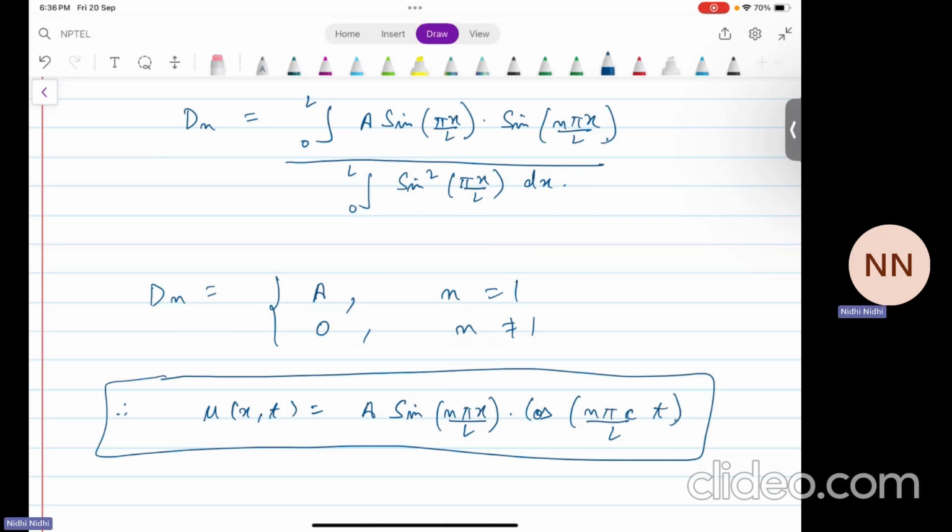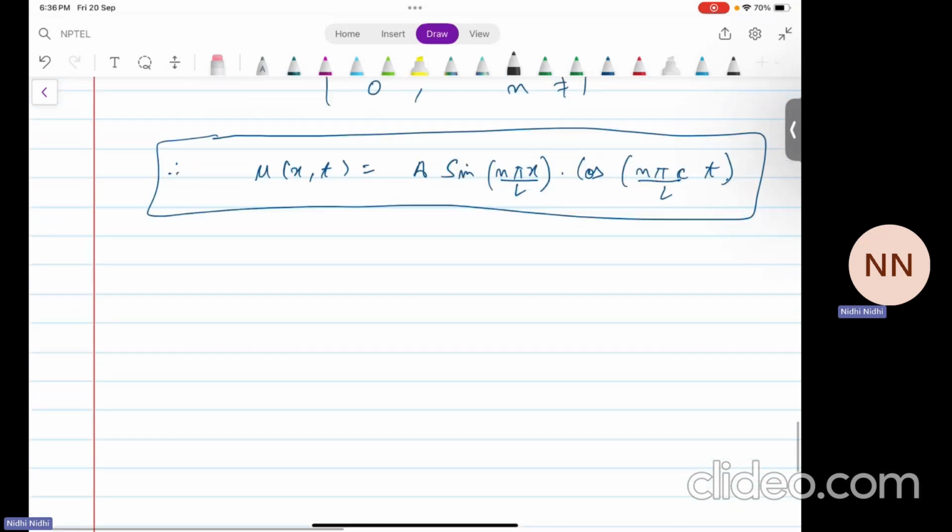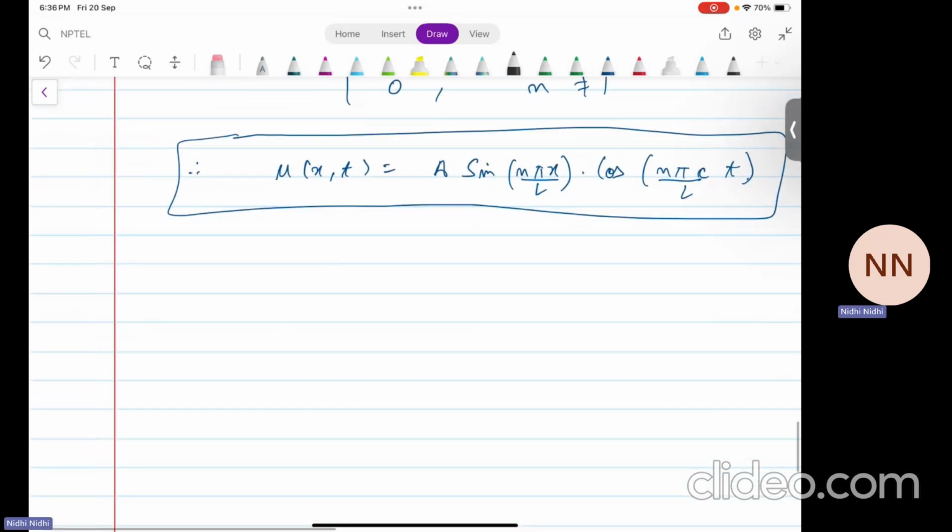Next, let's have a look at some similar questions. We'll be using similar methods to solve this question. Question number 2. Find the solution of the initial value problem.